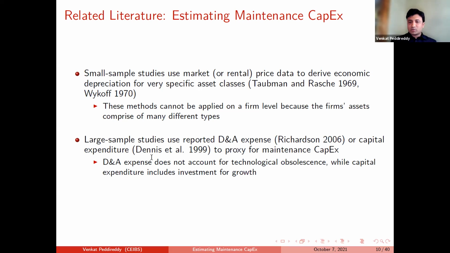For large sample studies, we just have the reported D&A expense or the capital expenditure as alternatives to measure maintenance capex. Now, D&A expense is just a wear and tear cost based on historical cost pricing, and does not include any technological obsolescence, whereas capital expenditure can actually include investment for growth. So both these measures are on extreme ends, and may not really represent the true economic cost of generating the current revenues.